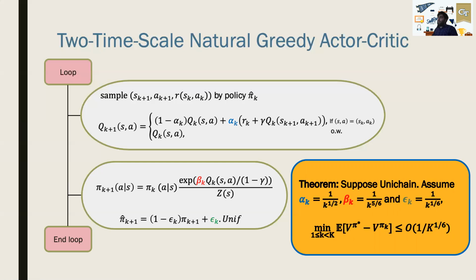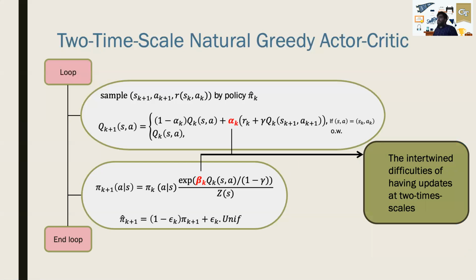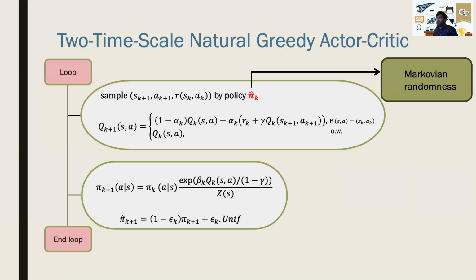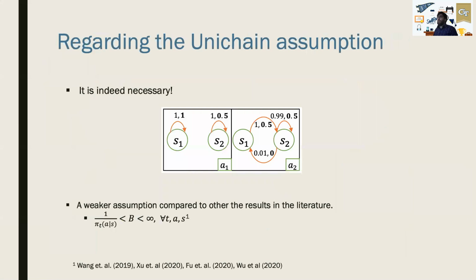Notice that here we only impose one single assumption, which is the Unichain assumption. In our analysis, we have several difficulties. One is the intertwined difficulties of having updates at two time scales. Alpha k and beta k are different step sizes. We have the asynchronous nature of the Q table update. And we have also Markovian randomness. This pi hat k is time varying and also Markovian. The noise that is imposed by this pi hat k is Markovian.